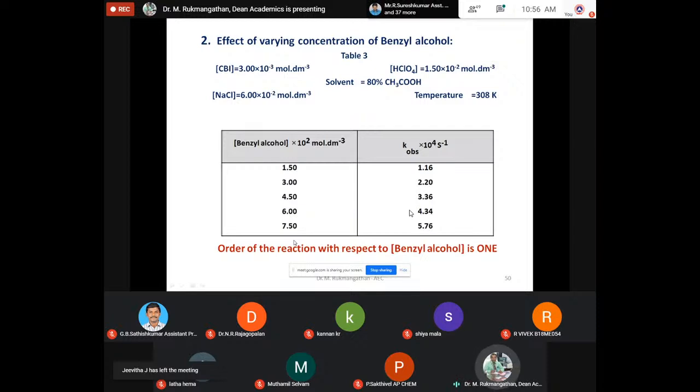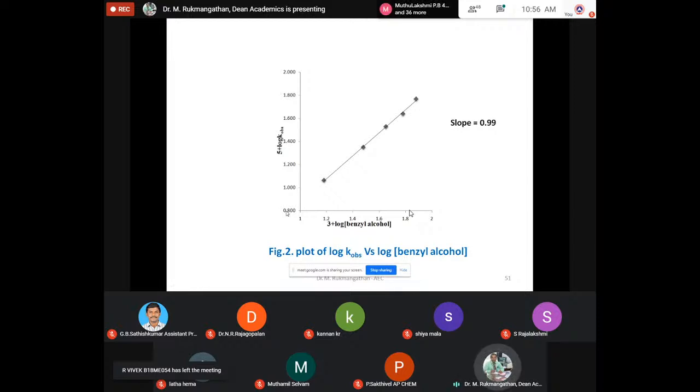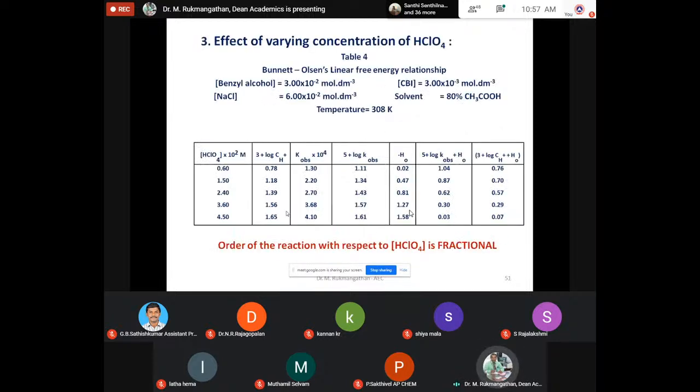So what would be the order of the reaction with respect to substrate concentration? For that, we have to plot a graph. Log of benzyl alcohol concentration is plotted against log of K observed. We are getting a straight line whose slope is about 0.99. Here, the slope is unity, so the reaction is first order with respect to the concentration of benzyl alcohol. Suppose we get a slope lesser than unity, about 0.54 or 0.56; we can say that the reaction is fractional order with respect to benzyl alcohol concentration. But in our case, we are getting first order dependence with respect to benzyl alcohol concentration.